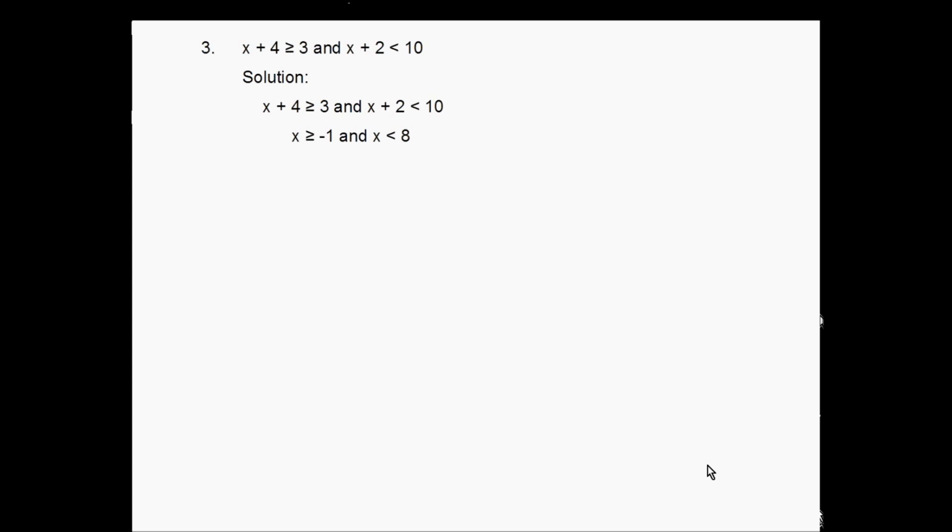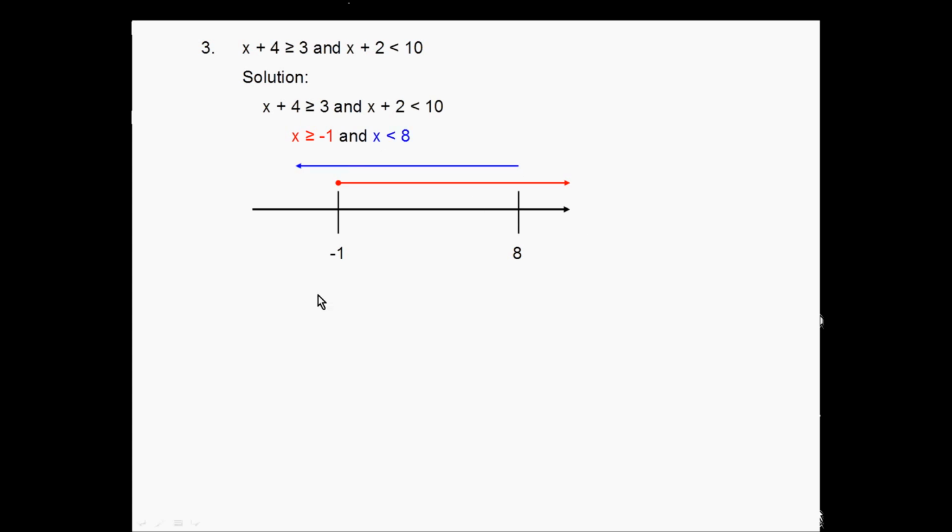Okay, to figure out what's going to be my final answer, graph each one, and look for where they overlap. Remember, the word "and" wants overlapping. So there's x greater than or equal to negative 1. Okay, x less than 8. Okay, where do they overlap?